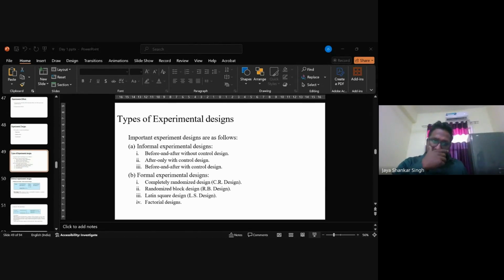So this is how a normal before and after without control design experiment looks like. What happens in this type of research? There is no control group. We only have a treatment group. And most of you will have a fair idea about the control group and the treatment group. Control group means you give the same old treatment, or for example, suppose I have a new method of teaching a particular thing.